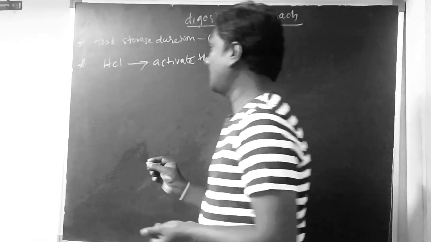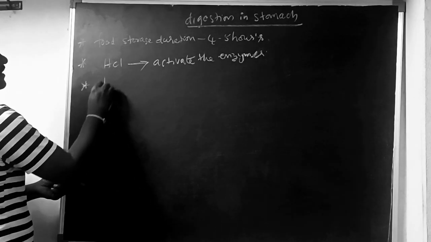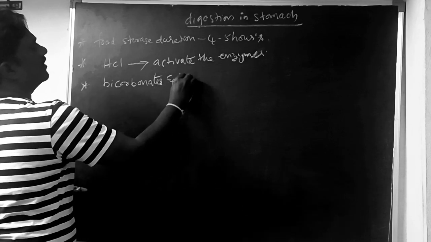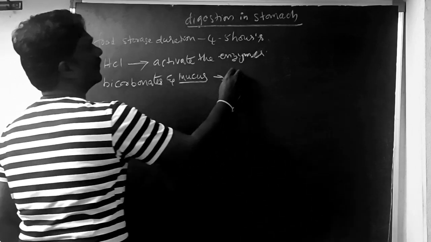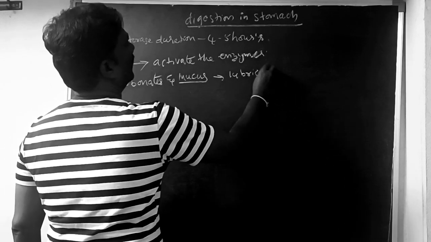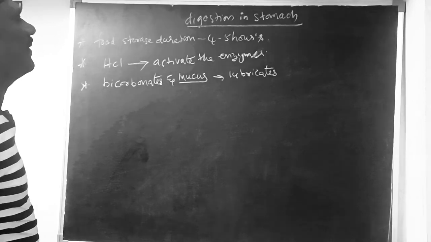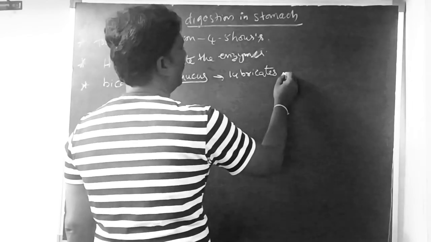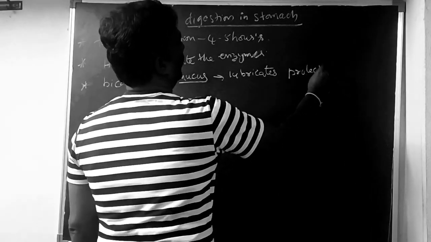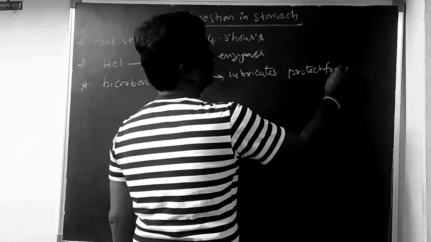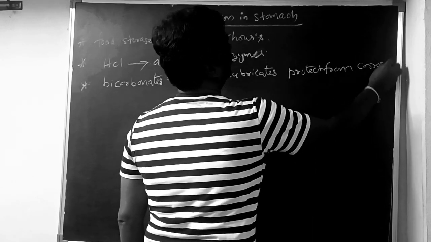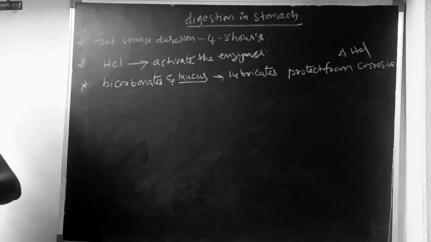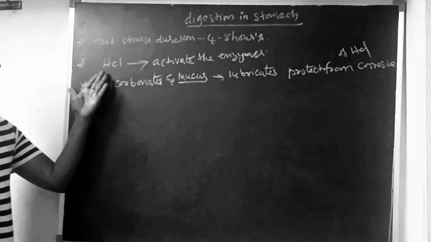The next one is bicarbonates and mucus, which lubricate the upper layer of the stomach, the epithelium, and protect it from the corrosive nature of HCl. So some cells secrete the HCl, hydrochloric acid.